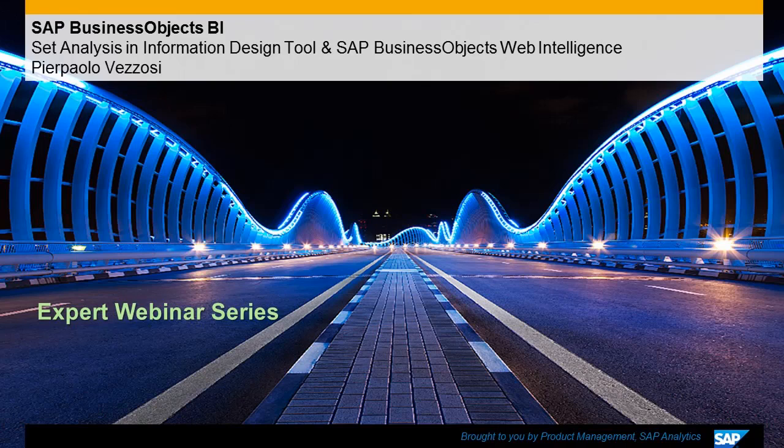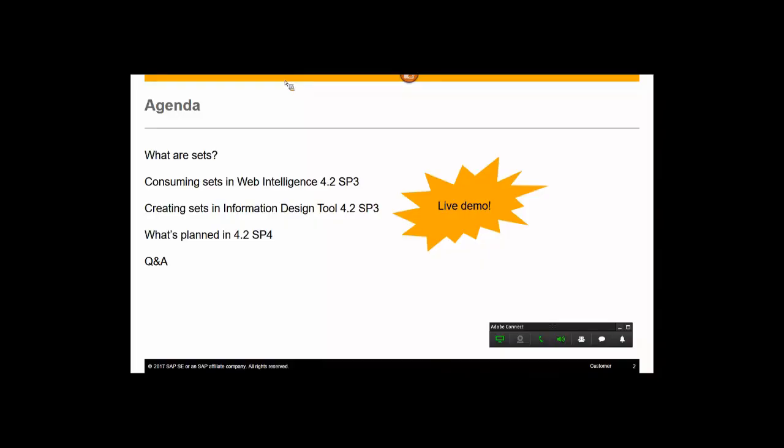So let me share my screen, and there we are. Today we're going to talk about the functionality which has been added in BI 4.2 Service Pack 3. I'm going to explain what sets are, and then I'm going to do a set of live demos about the ability to consume sets in Web Intelligence and then creating them in Information Design Tool with the existing version 4.2 SP3. I'm then also going to show you what's planned in 4.2 Service Pack 4 so that you can see where we are heading with the new functionality of sets.